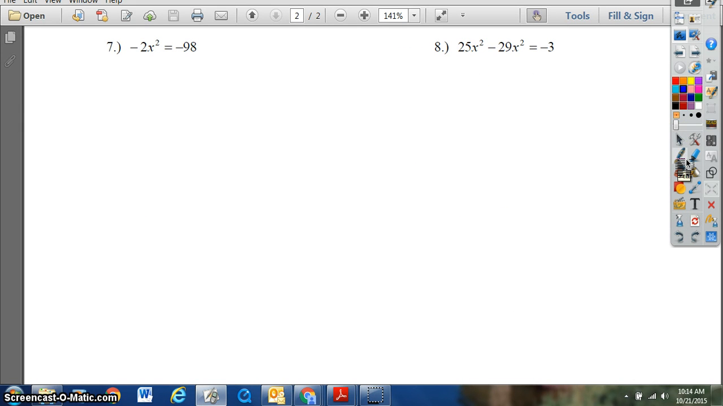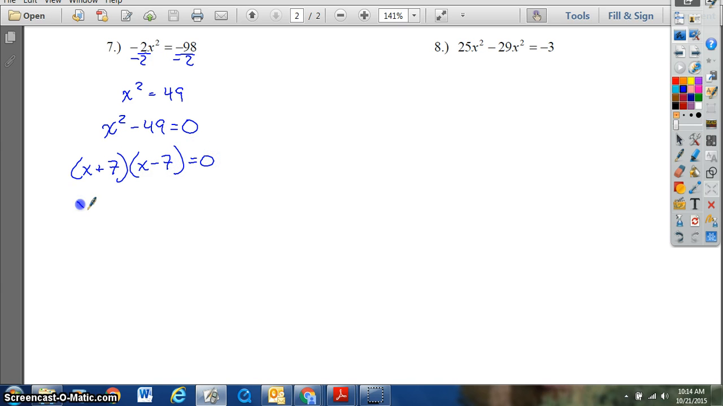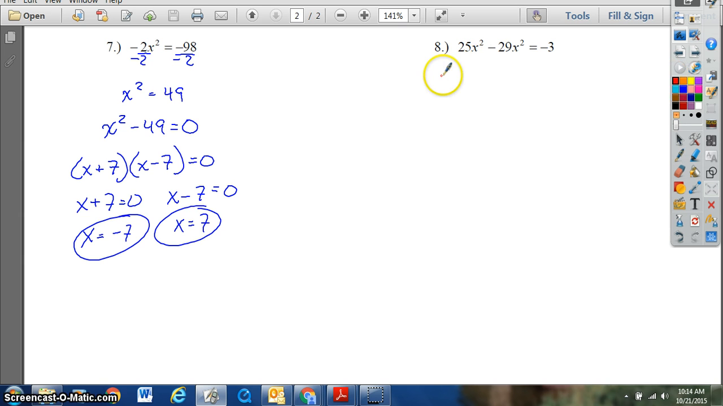And number 7, divide by negative 2. x squared equals 49. I'm now going to set it equal to 0. And this is a perfect square. So x plus 7, x minus 7 equals 0. So x plus 7 equals 0, x minus 7 equals 0. This would be x is equal to negative 7, x is equal to 7.